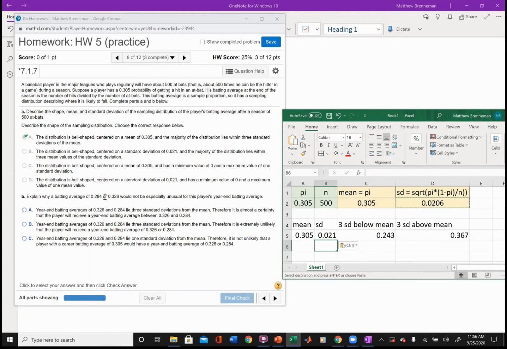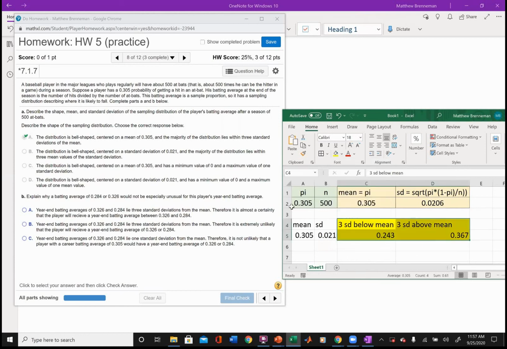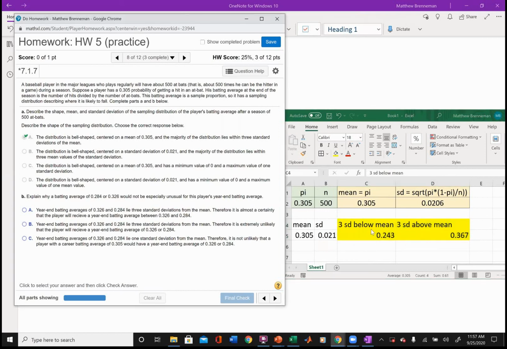So how do I determine if these are unusual? Well, they have to lie outside this interval, right? This is the 3 standard deviation interval right here. Okay. Do they? No. Okay. 0.284 is in this interval, and 0.326 is also. So they would not be unusual because they lie in here. B is wrong because it says they're extremely unlikely, and we know that's not true. They're extremely likely to lie in a 3 standard deviation interval.